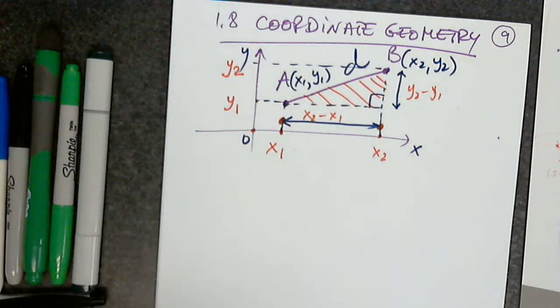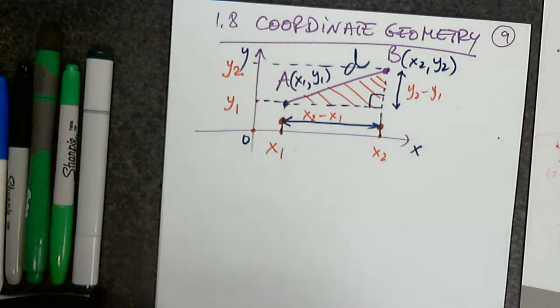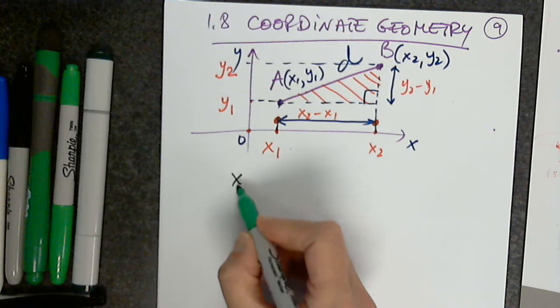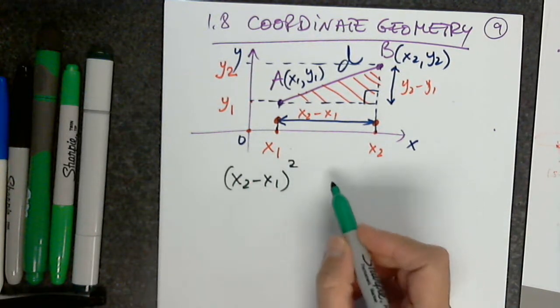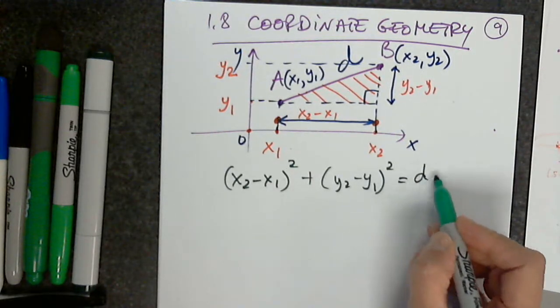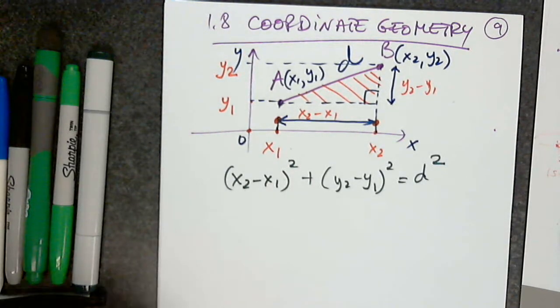So that's what I'm interested in. Okay, so I'm ready. So x is what? 2 plus x1, squared, plus y, plus, equals d squared. So that's the formula for the distance, or the measure of a line segment between 2 points.